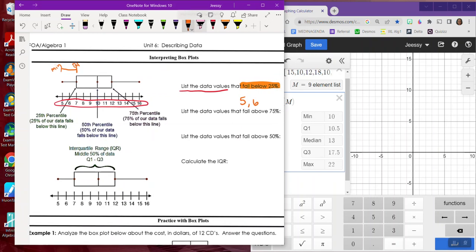All right, let's see. List the data values that fall above 75%. So where is 75%? Which one is 75%? The minimum, maximum, Q1, median, Q3? Which one is 75%? Exactly. Q3 is 75%, okay? And so that means that you're looking for the values that are above 75%. So that would be 13, 14, 15, and 16.